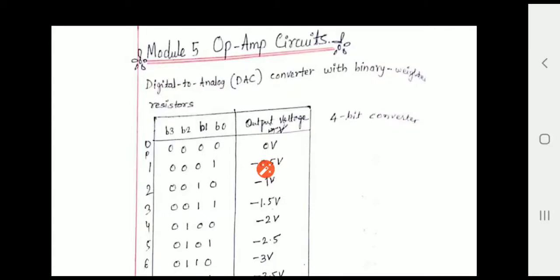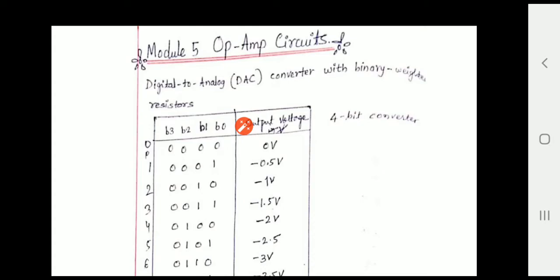So now we'll start with module 5, that is op-amp circuits. In that, the first topic is the digital to analog converter with binary weighted resistors. So this is the first topic now. Here we convert the digital signal into an analog signal.